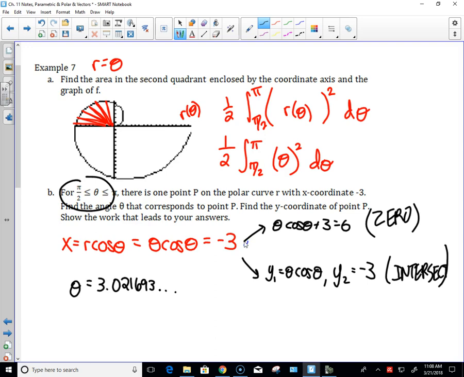Find the angle theta that corresponds to the point P. That's the reason I didn't want to quite round it yet, right? Because I just want to find the angle. So how are we going to find, oh, we already did that. How are we going to find the y coordinate then? So you can make this something like A. Is that okay? So we can just plug it into A times sine of A.